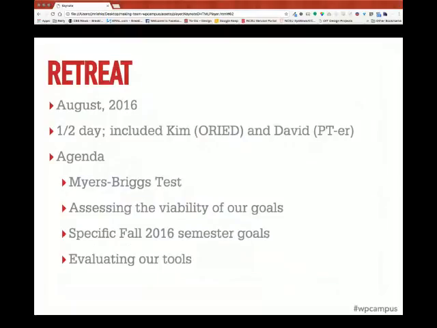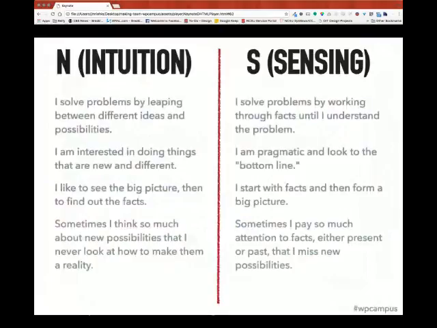And among other things, we did a Myers-Briggs test, which, and this is interesting, told us that we're all N's, basically. So we all solve problems the same way, or we all attack things in the same way, which is sort of a big picture, try the latest, newest, coolest thing, and sort of gloss over some of the details. So all five of us are N's, and that means that none of us are looking at things by working through the facts, looking at the bottom line, some of those solutions.